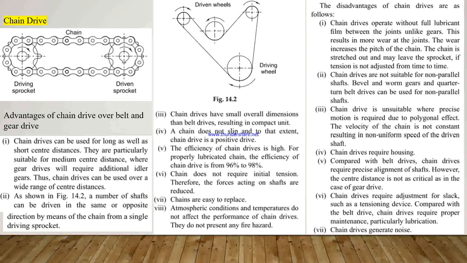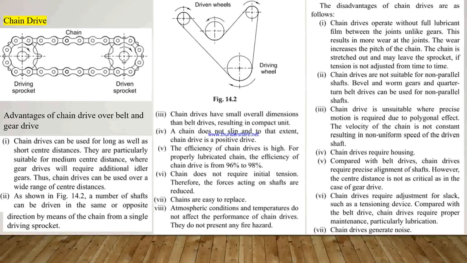Also, chain drives have smaller overall dimensions than belt drives, resulting in a compact unit. Chain drives do not slip, and to that extent a chain drive is a positive drive. The efficiency of chain drives is high. For a properly lubricated chain, the efficiency is from 96% to 98%. A chain does not require initial tension, therefore the forces acting on the shaft are reduced. Chains are easy to replace, and atmospheric conditions and temperature do not affect the performance of chain drives. They do not present any fire hazard.